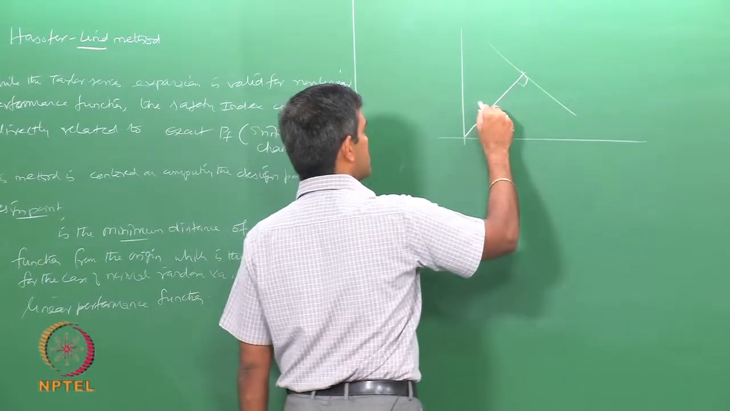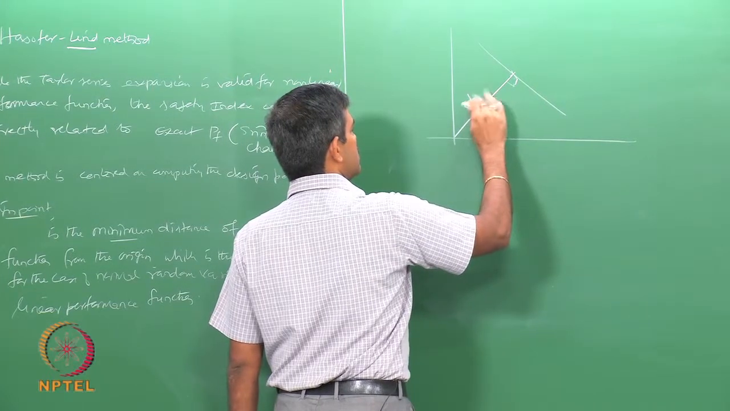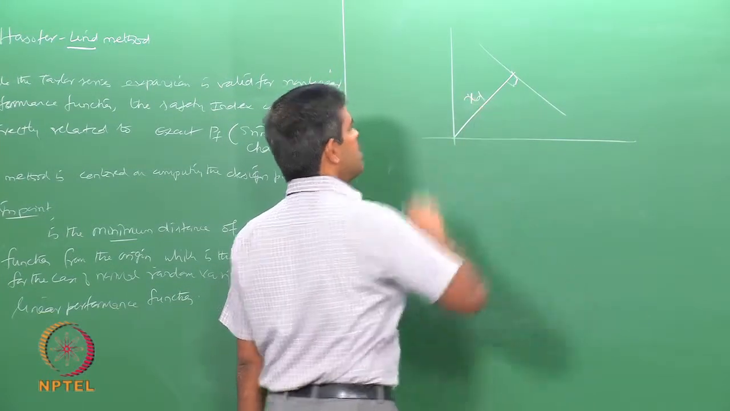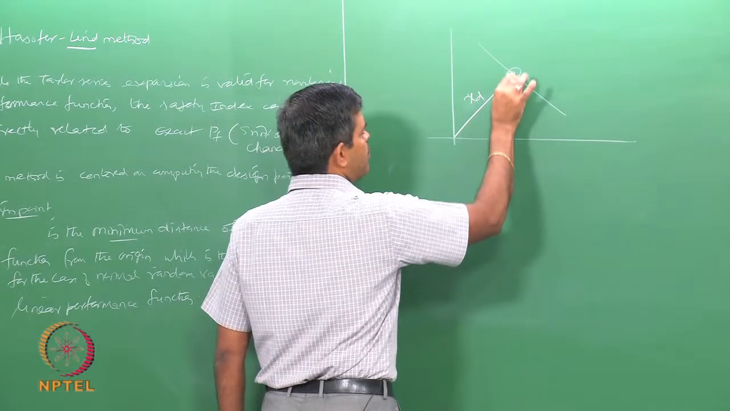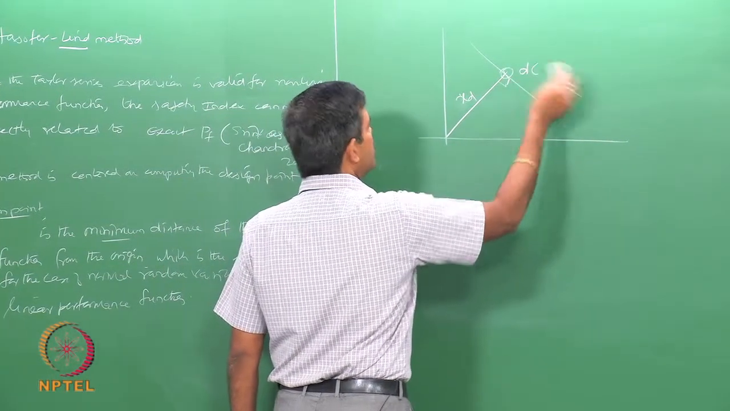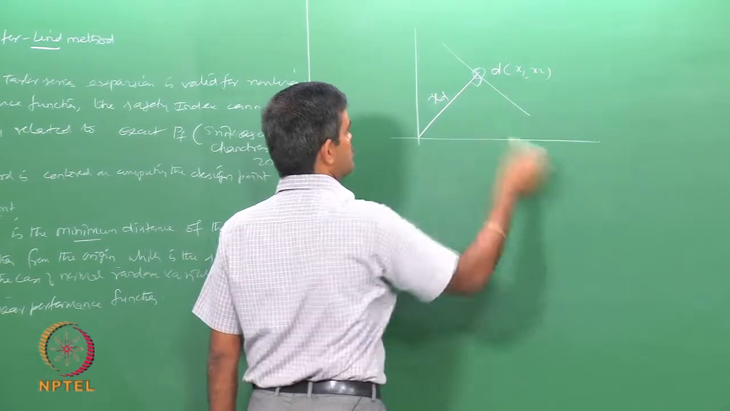Let us say I call this xd, where x stands for the distance and d stands for the design point, and I call this point d with some coordinates, let us say x1 and x2, which are the two variables.